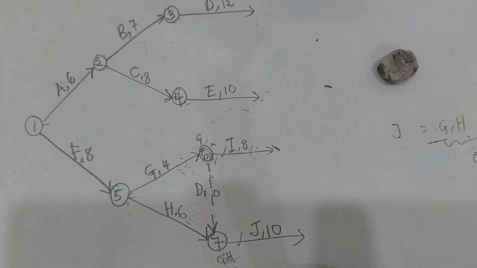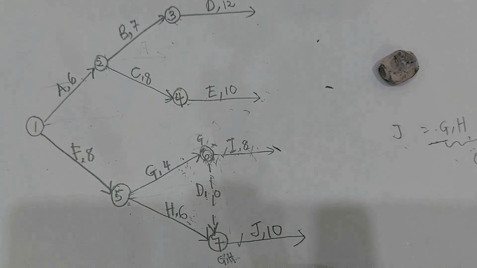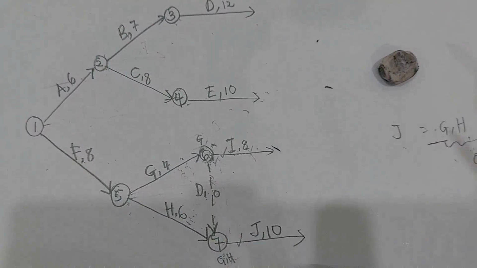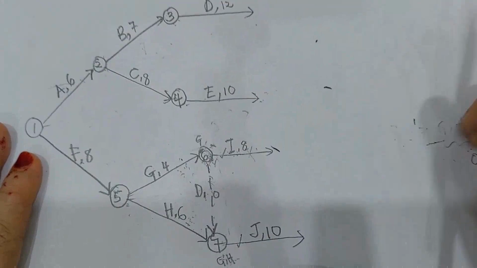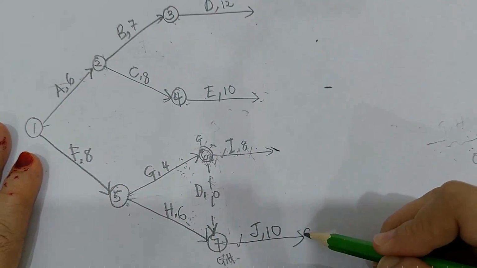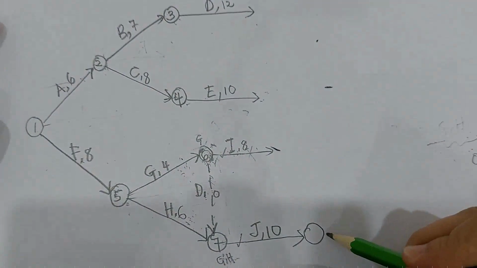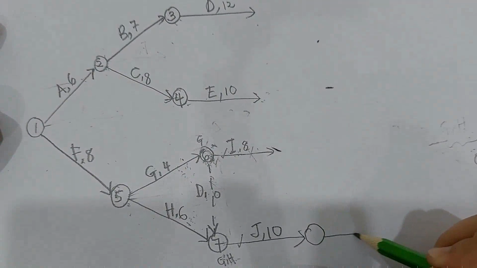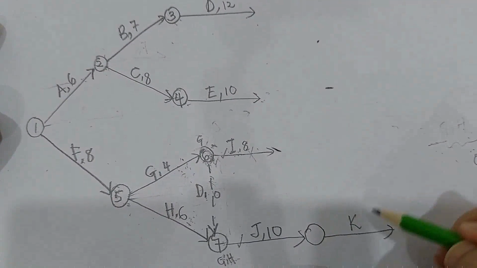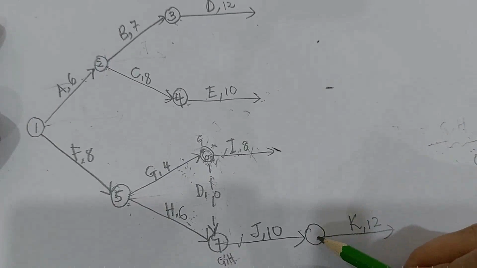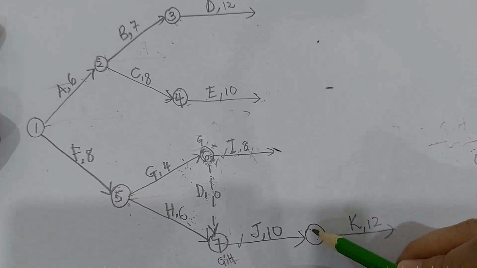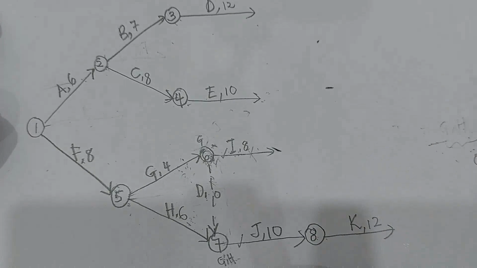So now J is done. The last activity is K. K, the predecessor is J, so your J is over here. You draw an ending node to J, and this will be your K, and time for K is 12 weeks. Okay, so the moment you draw the next activity over here, then only you put in the next number. This is number 8.